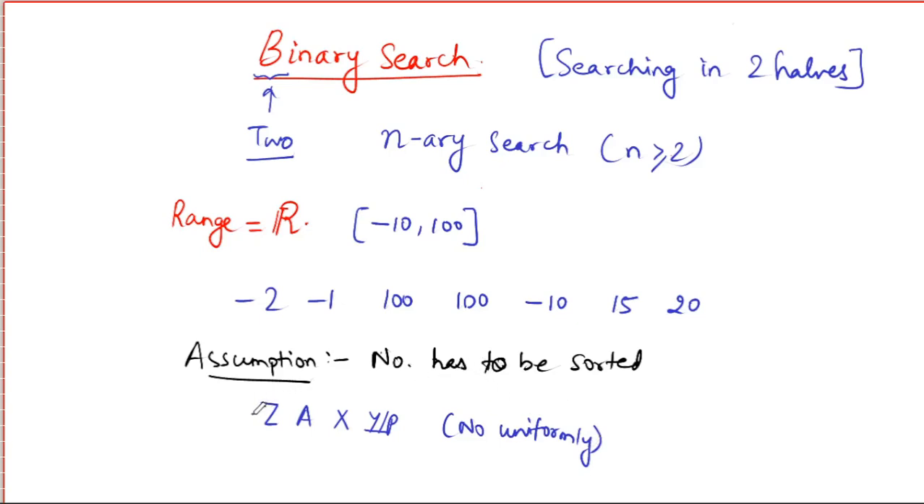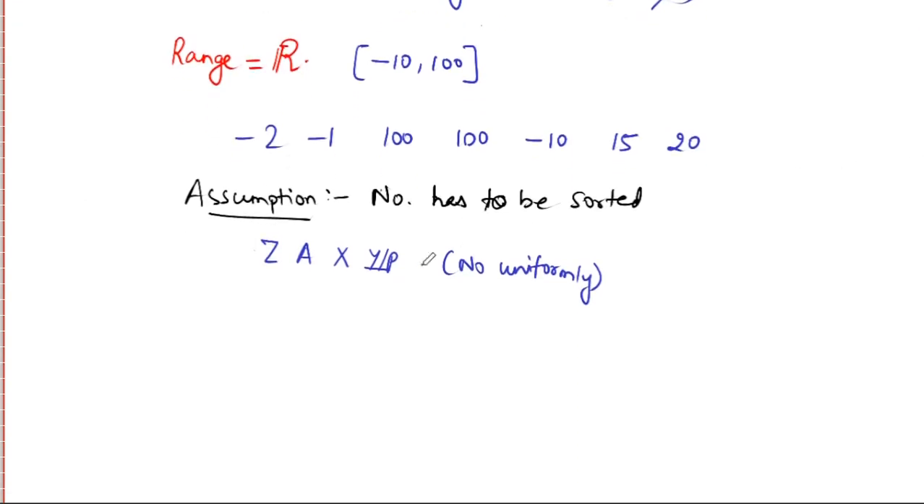So this is the idea of using the numbers in the sorted order. This is the original set. Now let's write these numbers in the sorted order, which will be basically minus 10, minus 2, minus 1, followed by 15, 20, 100, followed by another 100. Now this is the sorted order.